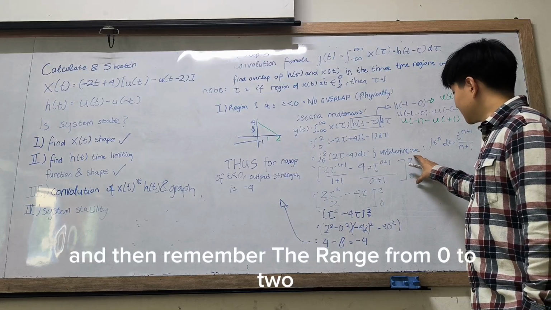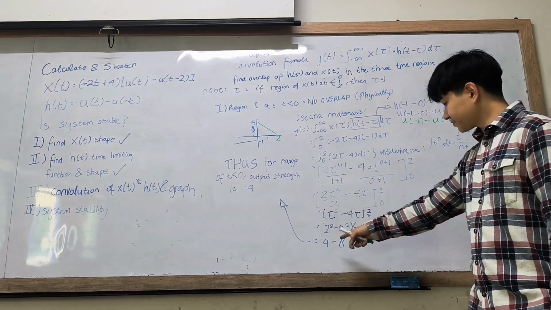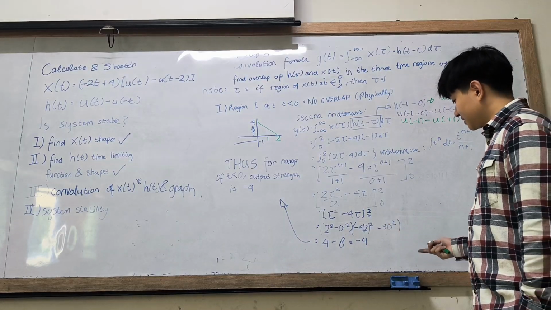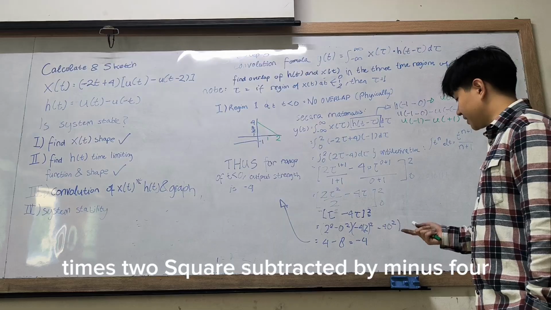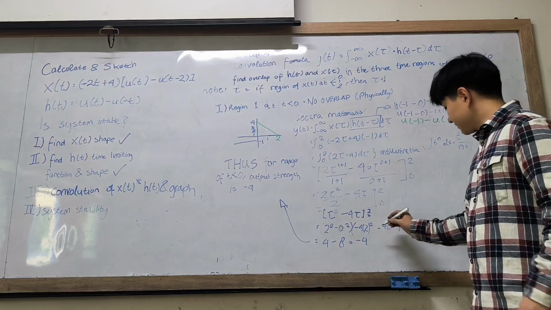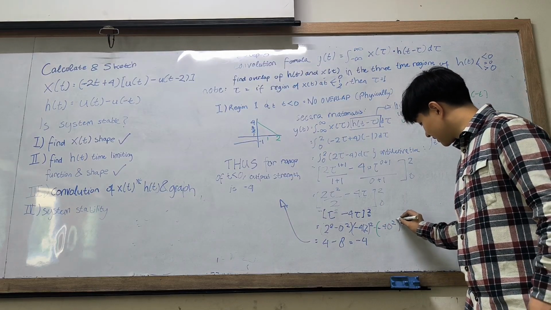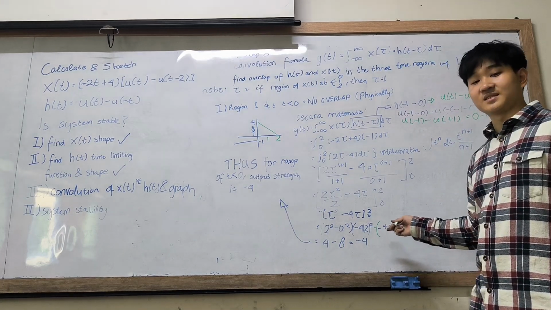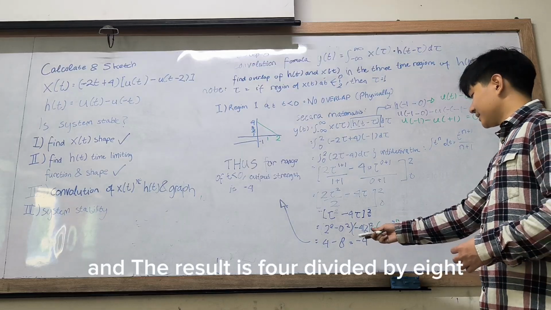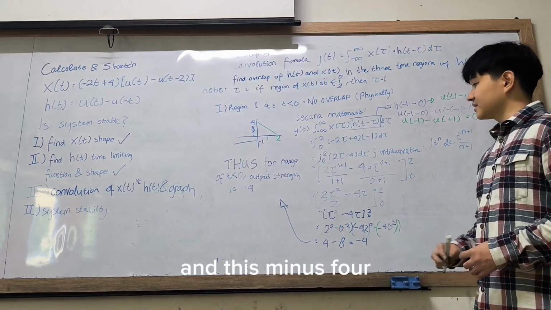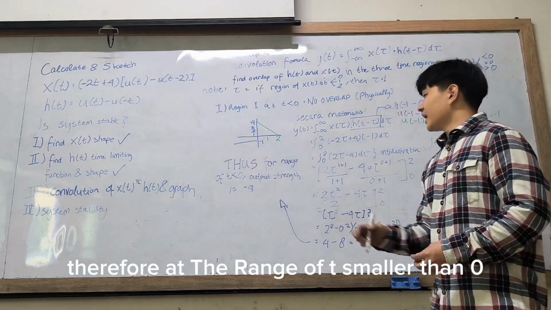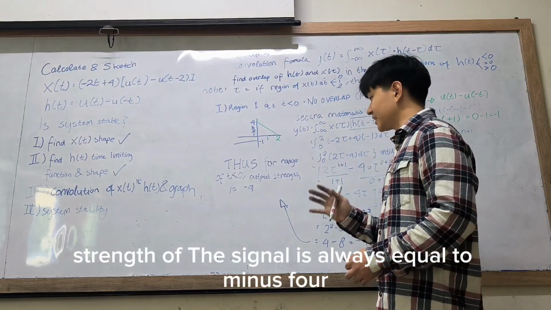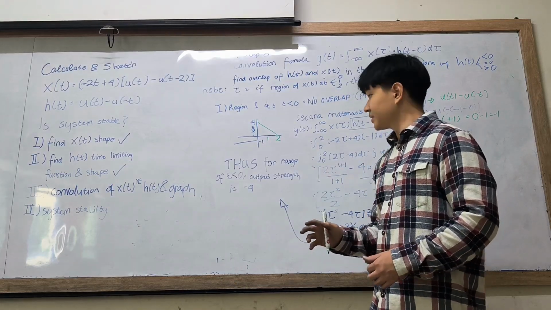And then remember the range from 0 to 2, we just apply it here. 2 squared subtracted by 0 squared, and -4 times 2 subtracted by -4 times 0. It's supposed to be like this. -4 times 0 is basically just 0. It's the same with subtraction or addition. And the result is 4 subtracted by 8, and this is -4. Therefore, at the range of t smaller than 0, the output of the signal is always equal to -4.